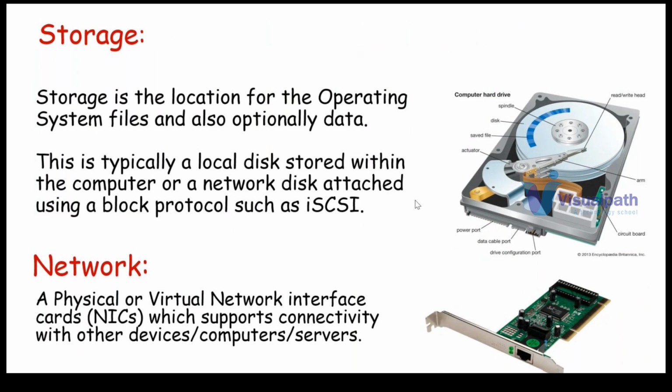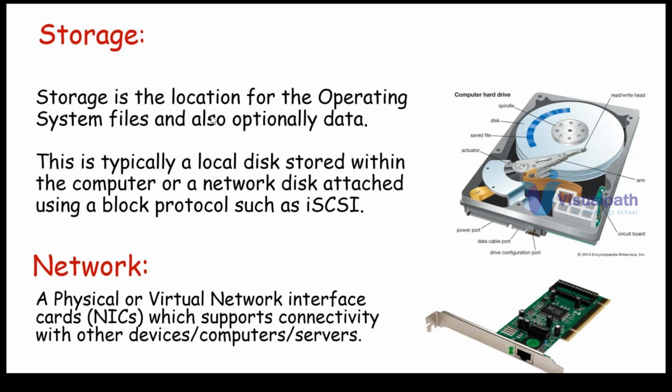Okay. Now coming to the storage part. If you see on the right hand side, it is like a disk. It totally looks like a hard disk, a portable hard disk, right? It will have three or four disks on which the data will be read and written. So storage is a location for the operating system files and also optionally data. This is typically a local disk stored within the computer, or a network disk attached using a block protocol such as iSCSI. So iSCSI is a type of protocol where the read and write operations on the disk are executed.